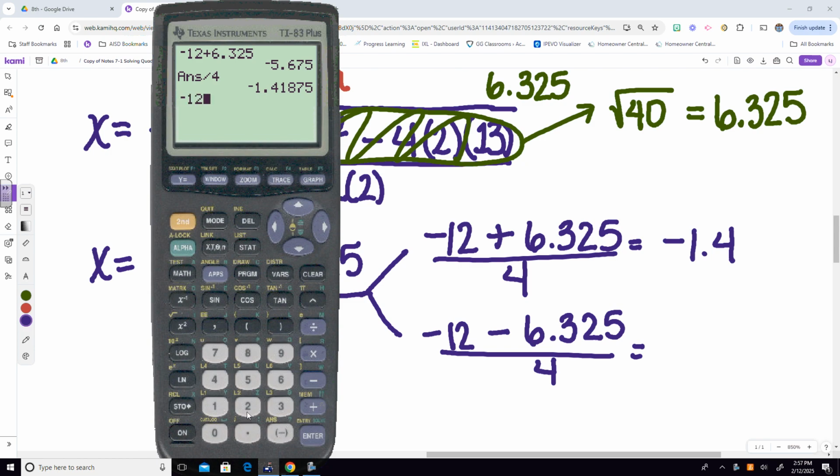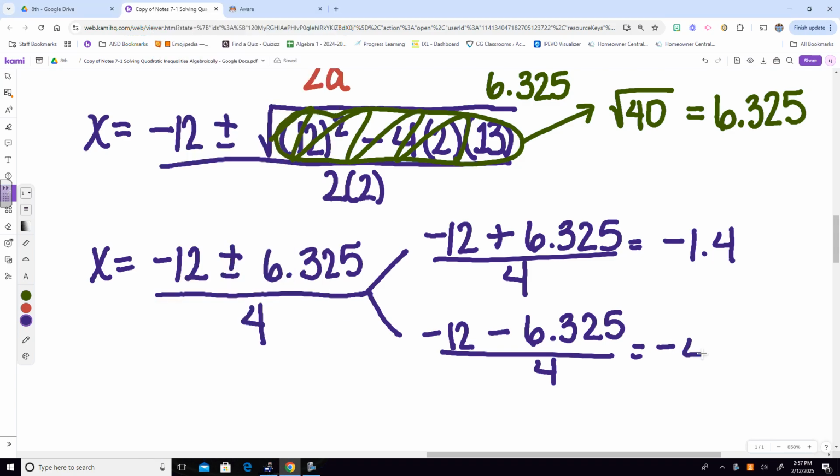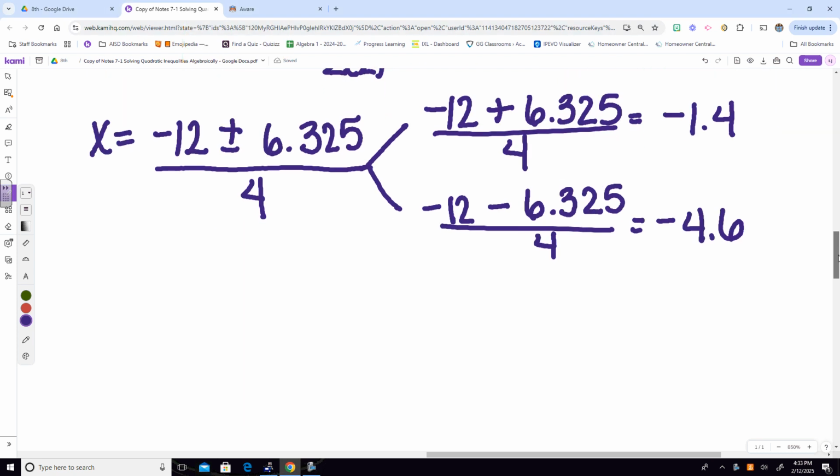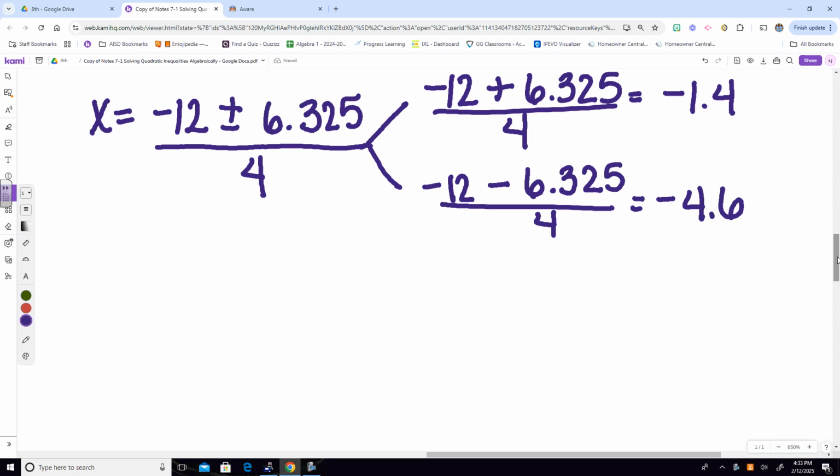Negative 12 minus 6.325, enter, divided by 4, enter. And what would you get? Negative 4.6. These 2 values are called my what values? Critical points, critical values. So now you're going to take your critical points and you're going to write your solution multiple ways.